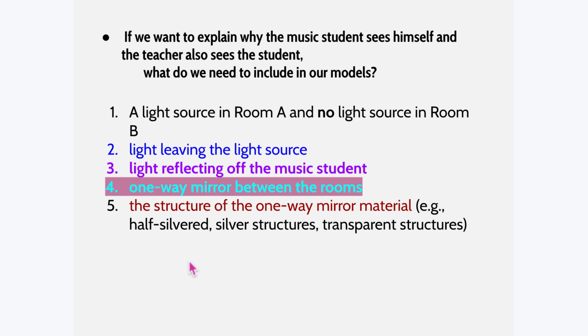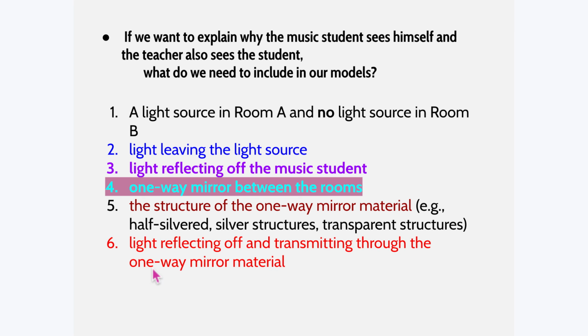The structure, we need to include the structure of the one-way mirror material. In our model, we need to show how it works. What is it about that particular material? We've had the example of the half-silvered one-way mirror. You could have window film. There's a variety of things. Light reflecting off and transmitting through the one-way mirror material.